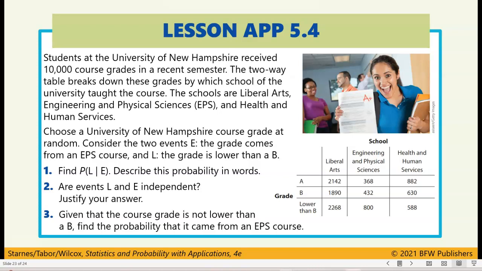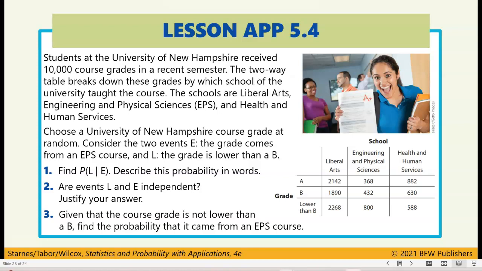Are L and E independent? Well, let's test it. Let's find that probability for number one there. Given that you take an EPS course, which is engineering and physical science, there are a total of... do I have to add those up? It does look like I have to add up all those numbers. So 368 plus 432 plus 800. Those are all the engineering and physical science students. So you add that up, that's my denominator. Given that you're an EPS student, what's the probability that you're lower than B? That would be 800 out of that total.